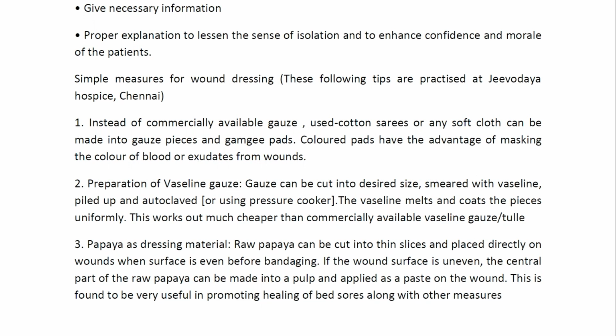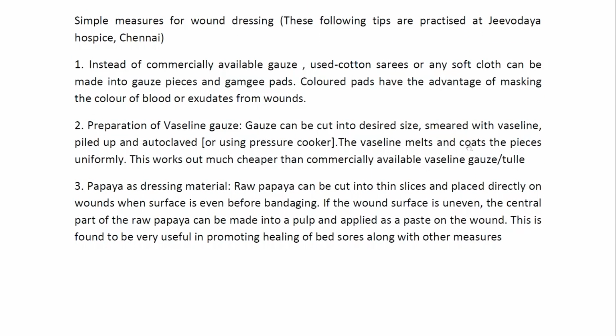Simple measures for wound dressing. These following tips are practiced at Jeevodaya Hospice, Chennai. Instead of commercially available gauze, used cotton sarees or any soft cloth can be made into gauze pieces and Gamgee pieces. Colored pads have the advantage of masking the color of blood or exudates from wounds.